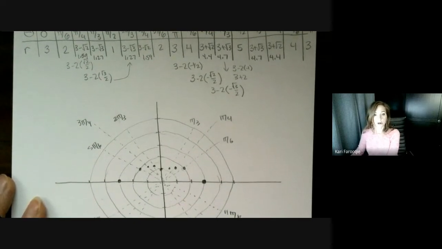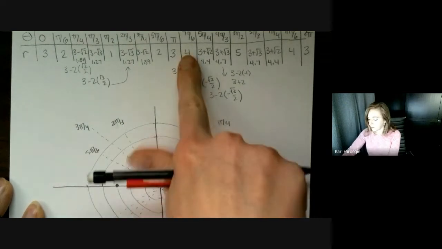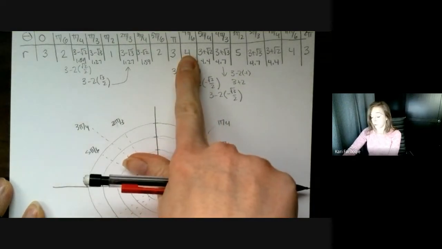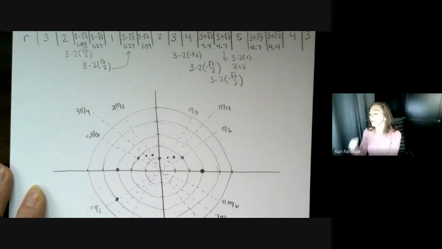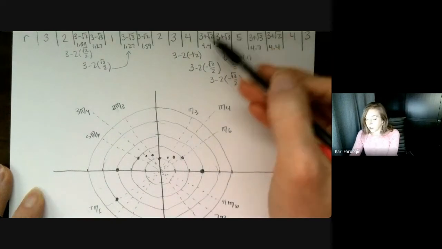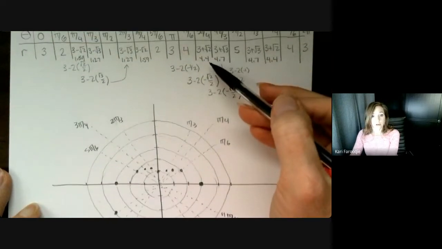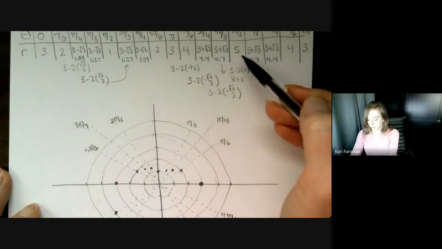Okay, now we're going to work our way down on the other quadrants. At 7 pi over 6, the radius is 4. So 1, 2, 3, 4, down there. Now, as long as you're seeing the same thing on the other side, that's all that matters. At 5 pi over 4, we are looking at about 4.4, and then we'll be at 4.7 and 5.